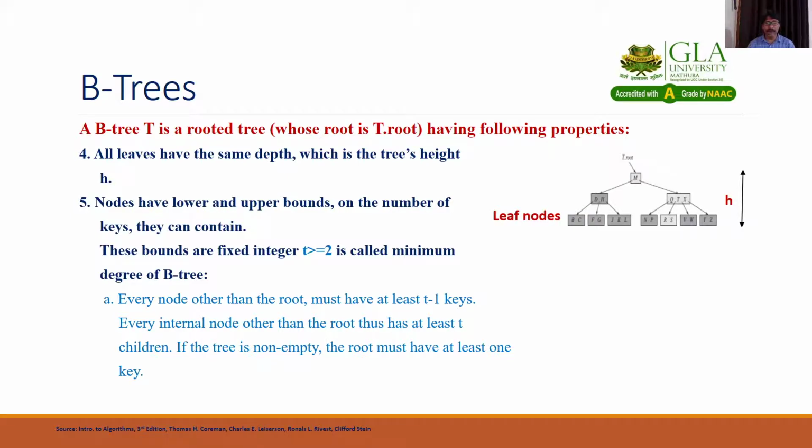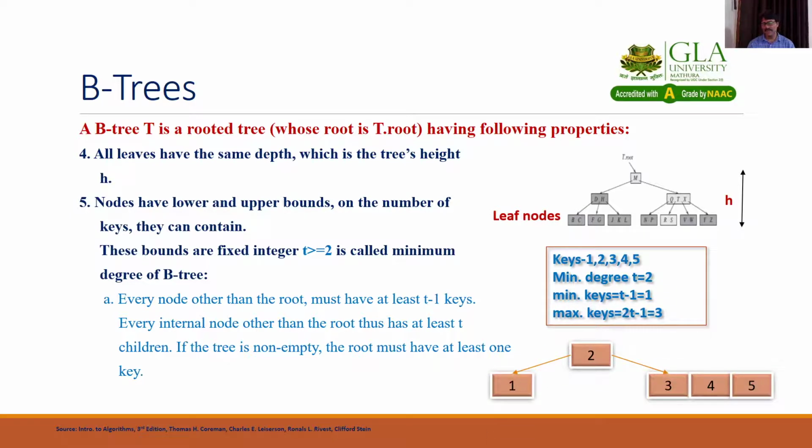Now, every internal node other than the root has at least t children. I have talked about this already. If you have n keys, you will have n plus 1 children. So if you have t minus 1 keys, then t children may be there. If the tree is non-empty, the root must have at least 1 key.